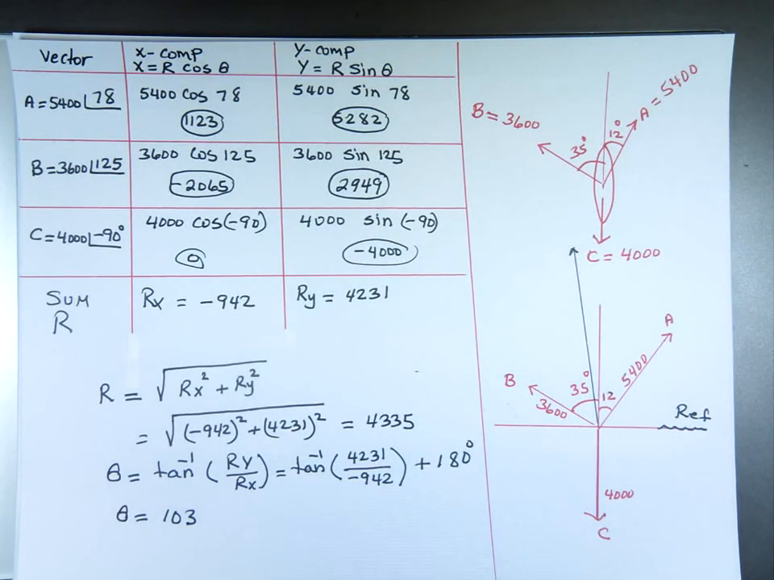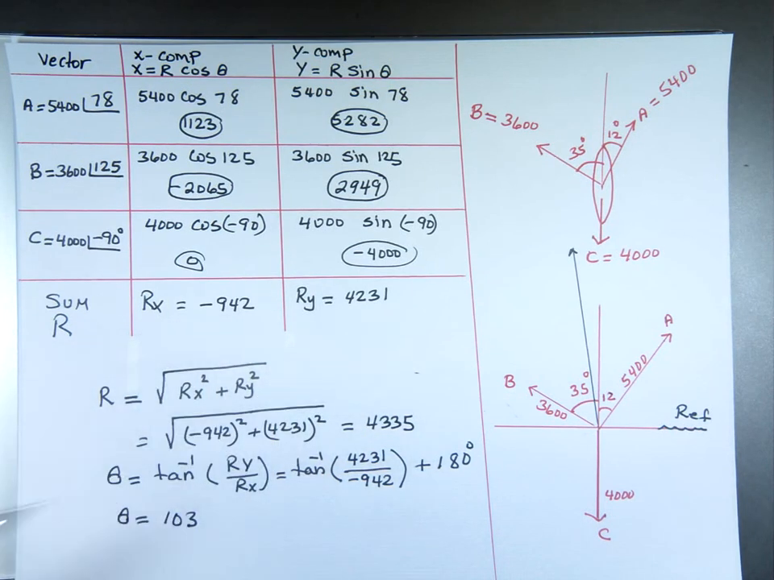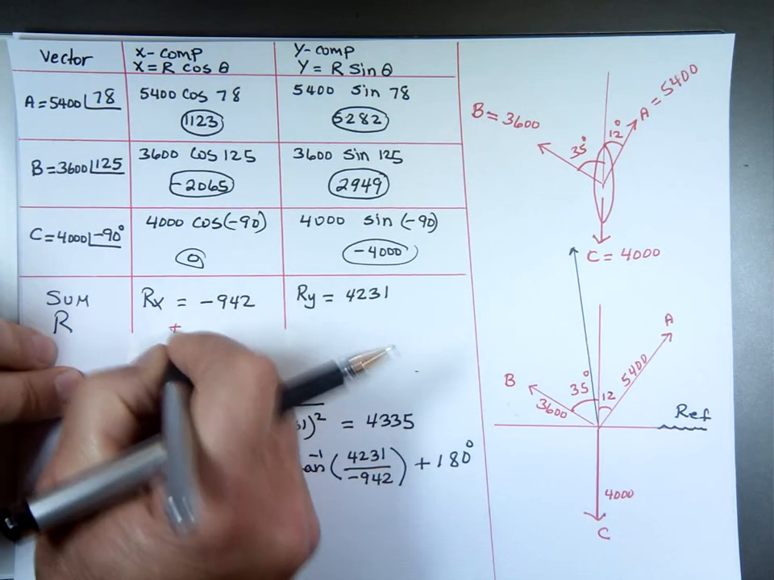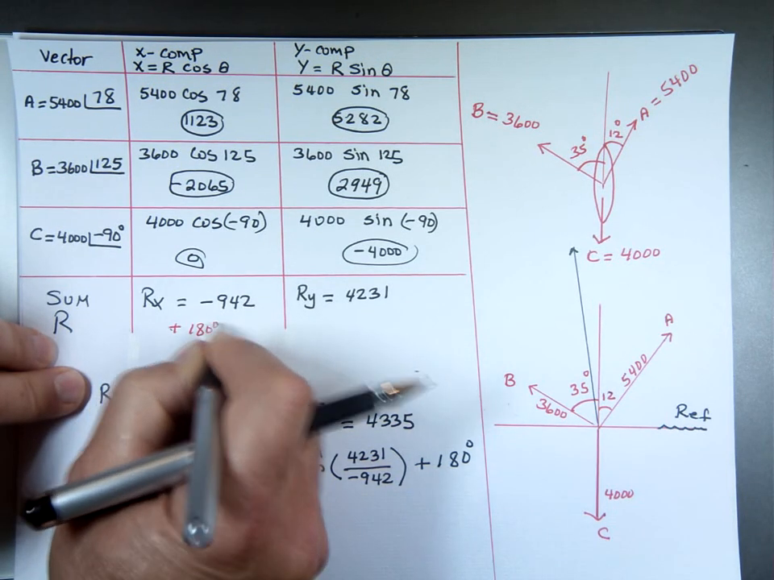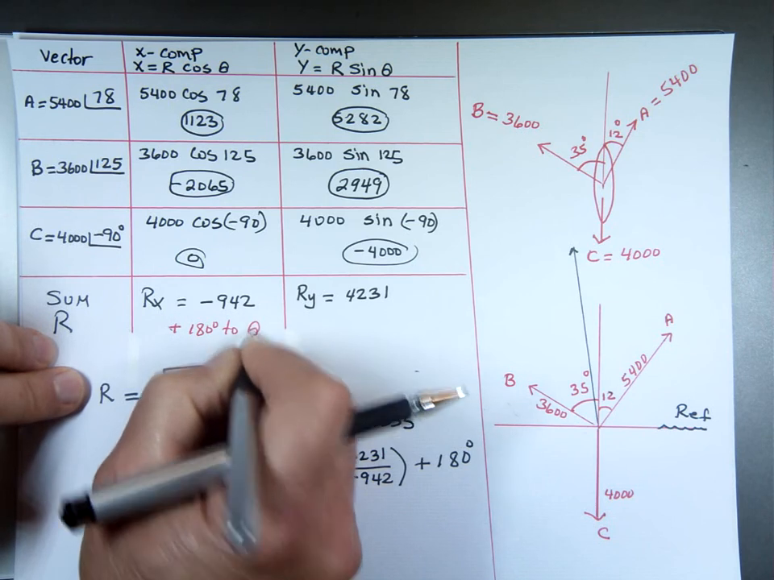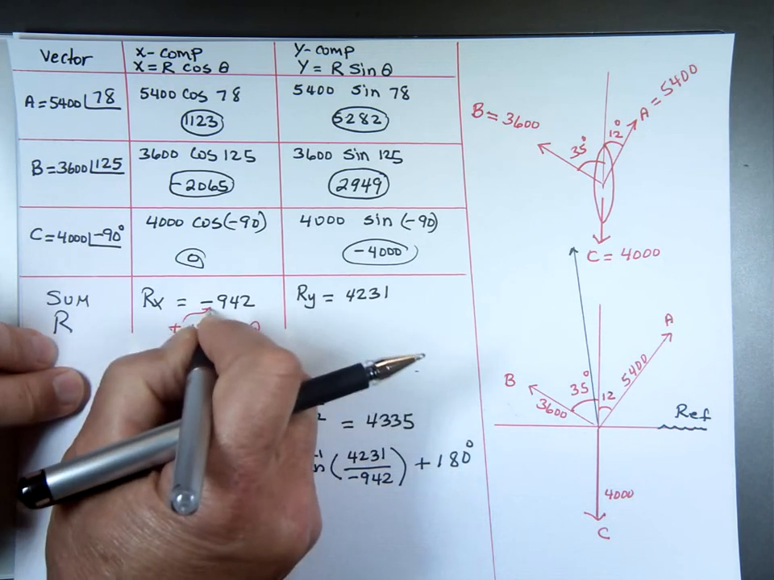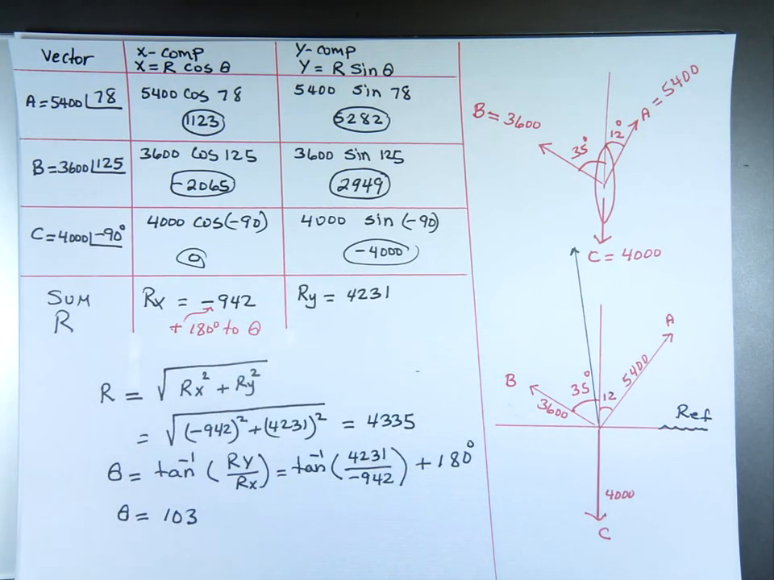But anytime this value is negative, again, you need to remember to add 180 degrees to theta. Why? Because of that value. When that number is negative, you have to add 180 degrees to theta, because that means you're in the second or third quadrant. Doesn't matter what that number is.